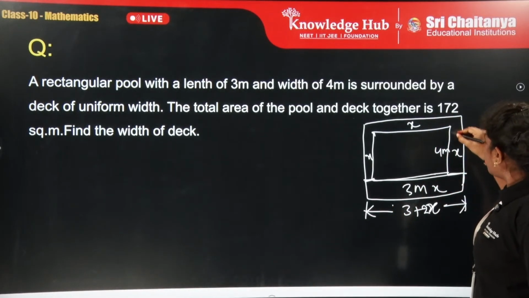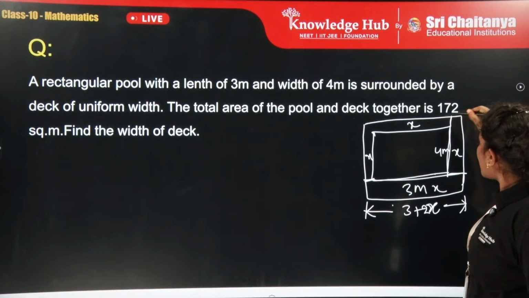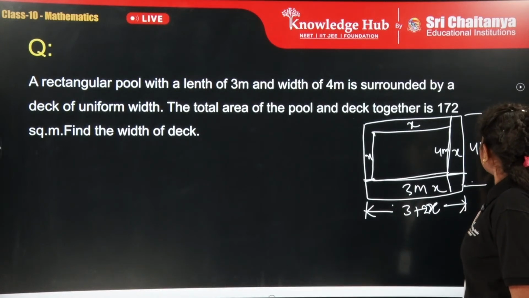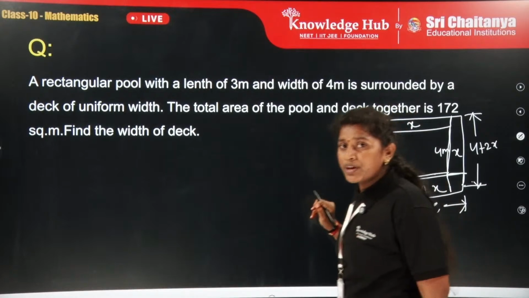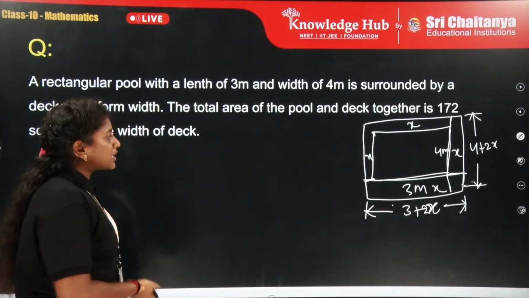In the same way, if you look here, the width is 4 meters and with these 4 meters you are adding x and x. So now the complete width will become 4 plus 2x. Okay. So now for the complete figure, I got the length as 3 plus 2x and width as 4 plus 2x. Now apply the formula for the area of the rectangle.